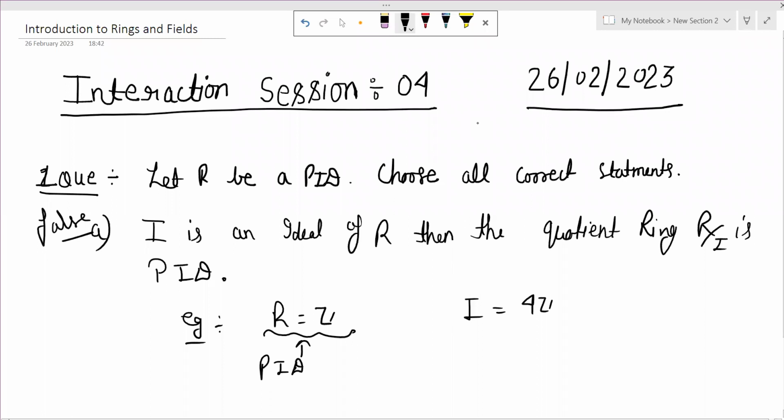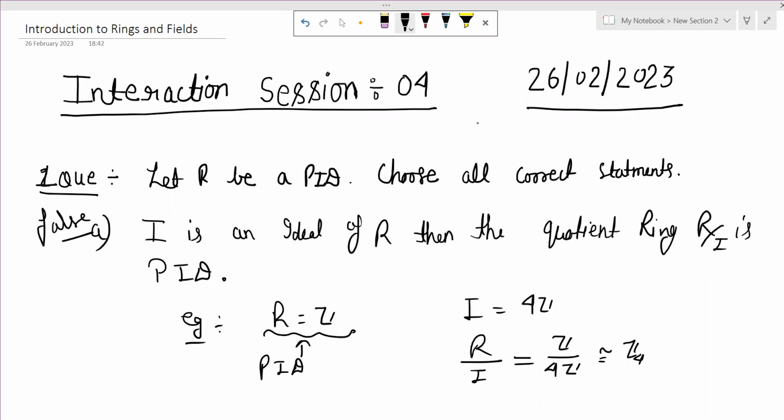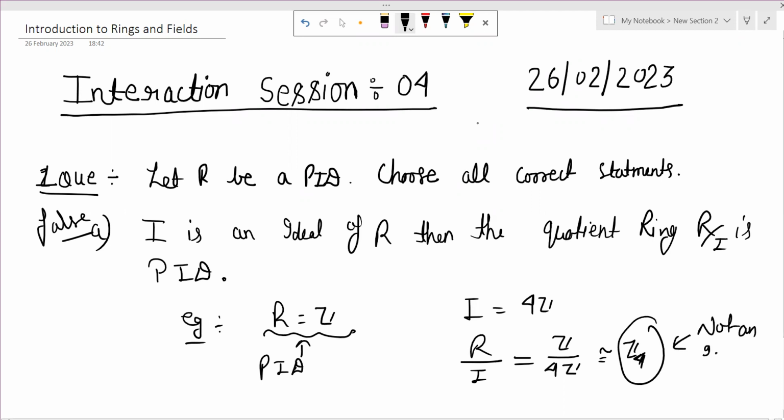The ideal is 4Z. Then R mod I is Z mod 4Z, which is isomorphic to Z4. But this ring is not an integral domain, and a PID must be an integral domain. So this is a false statement, right?